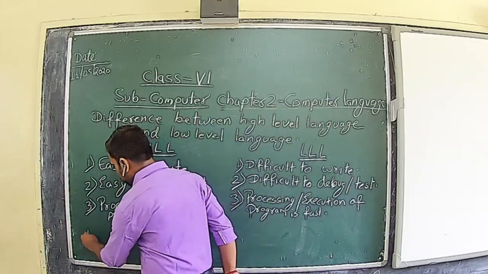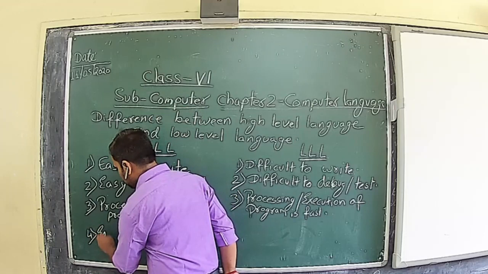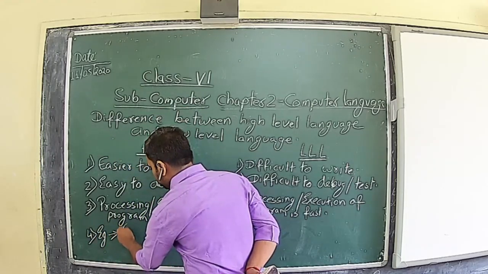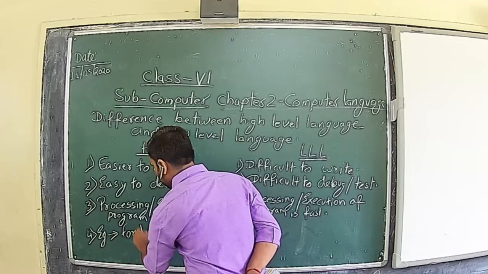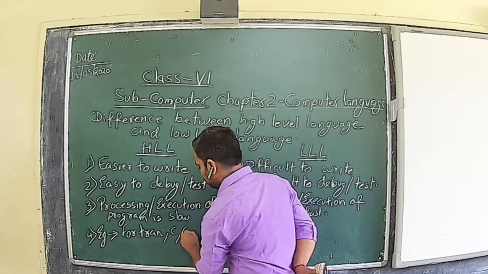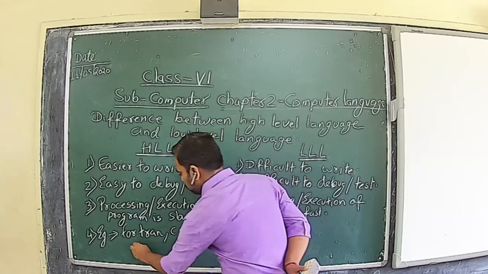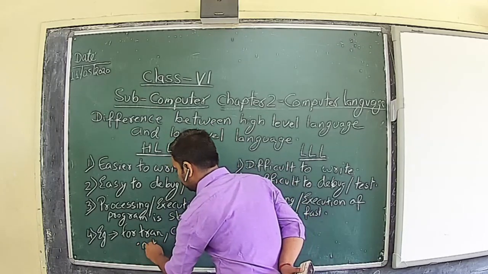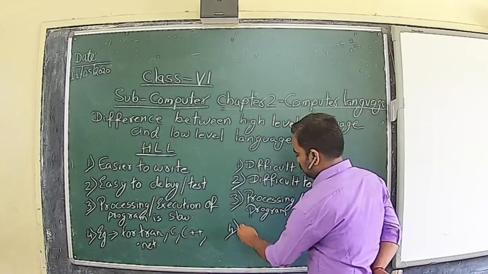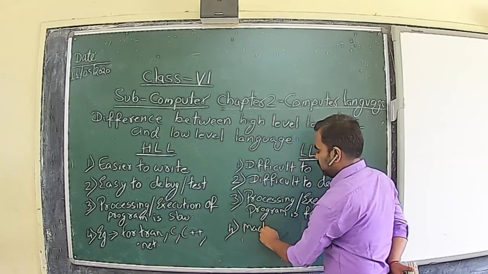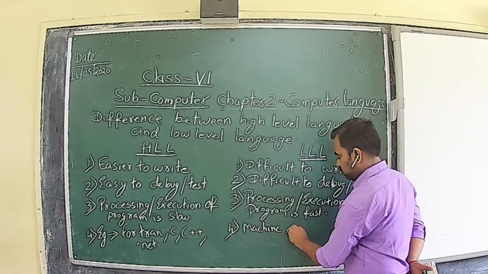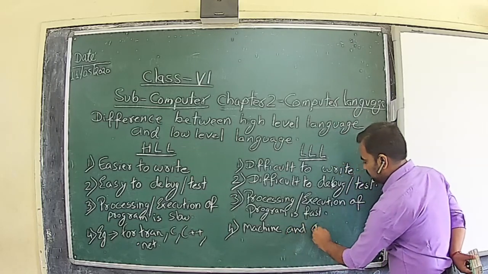And the fourth one is example. You can take the examples of Python, C, C++, .NET, and here machine language and assembly language.